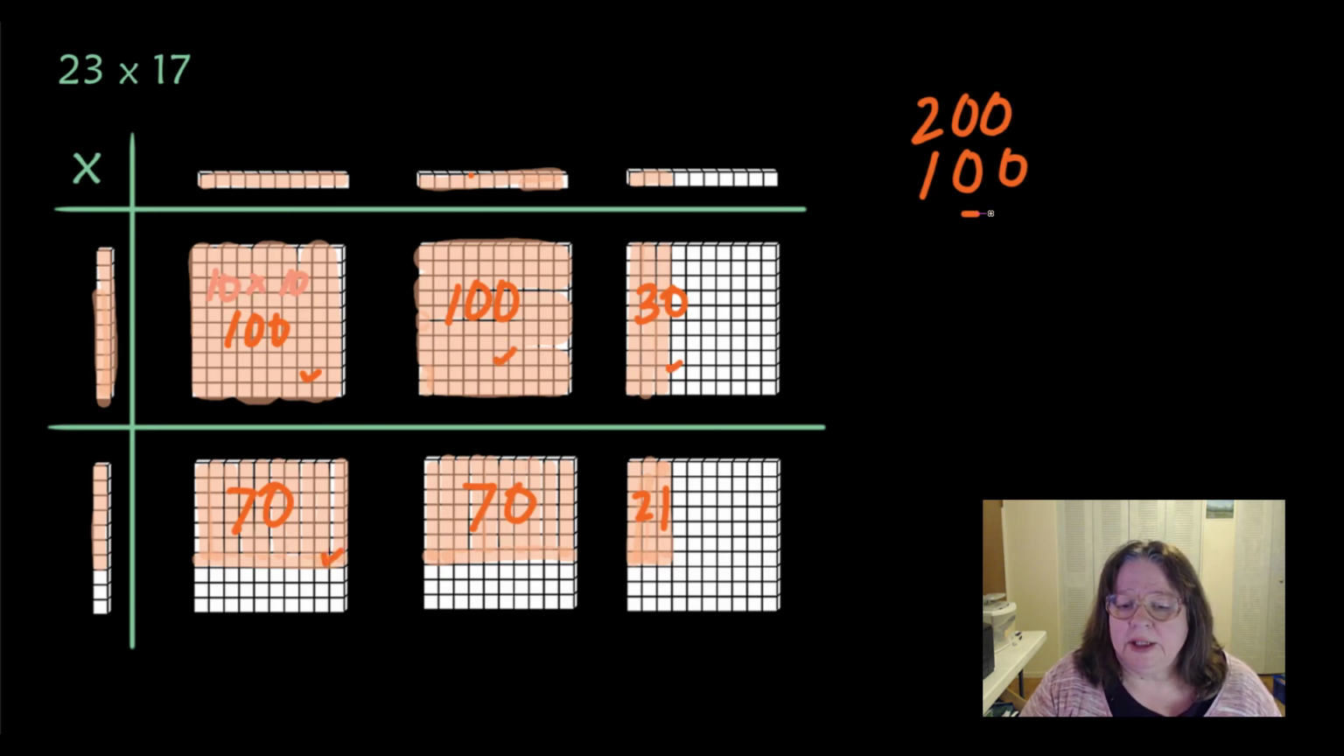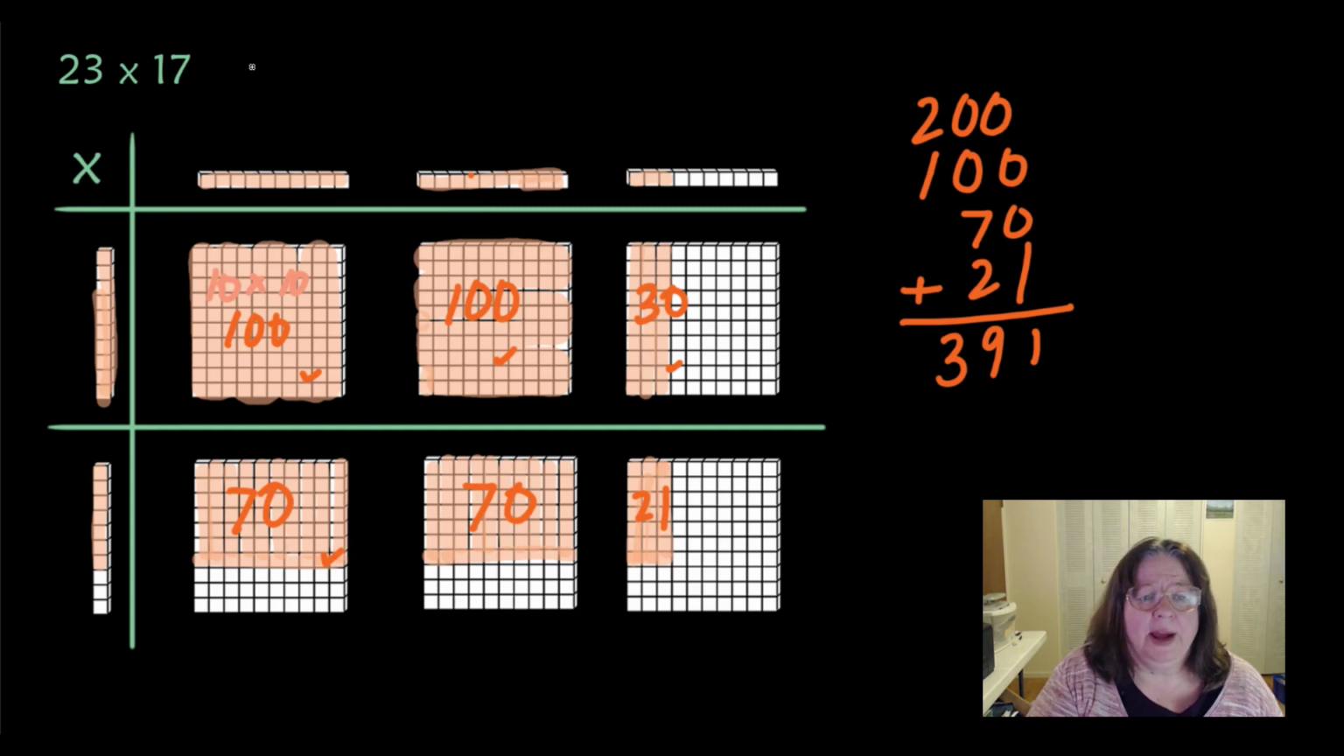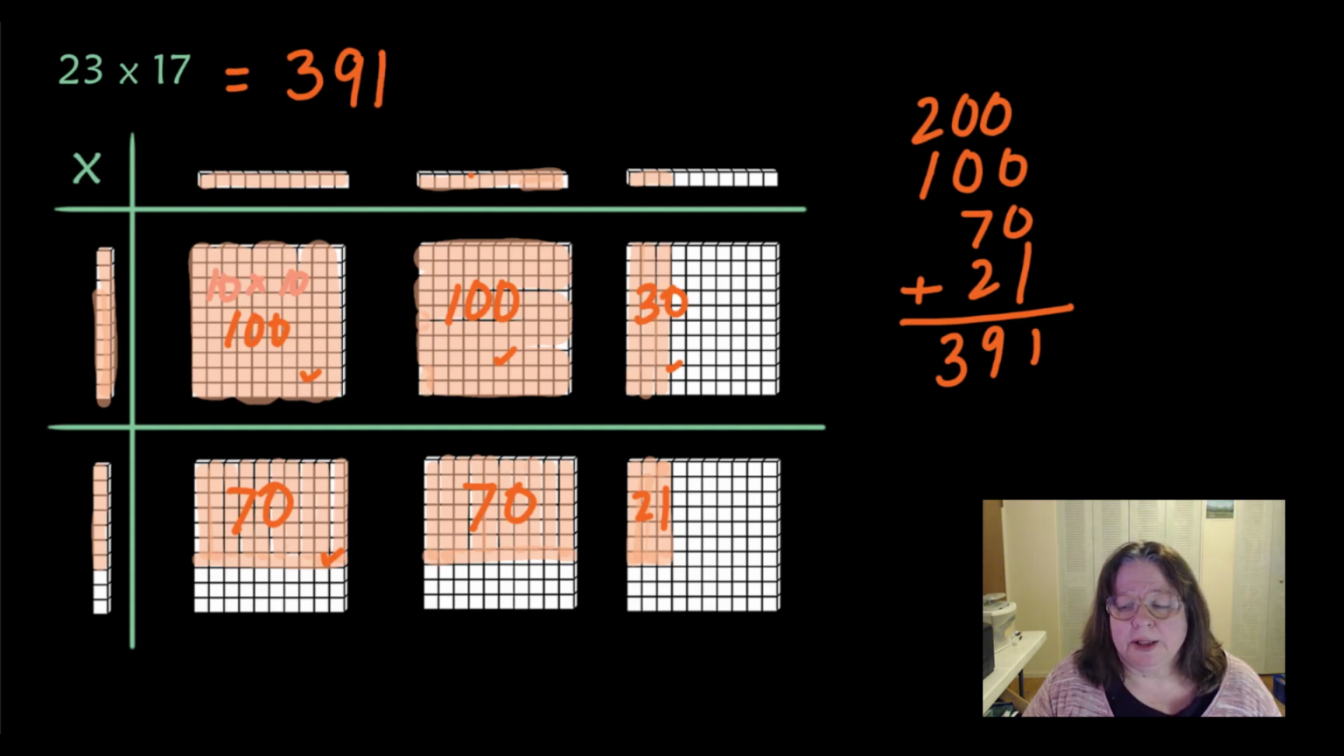And I'll do the 70 and the 21 separately. Okay, so I'm adding them up. 7 and 2 is 9. 2 and 1 is 3. And there you have it. 23 times 17 is 391, and we did it using base 10 blocks.